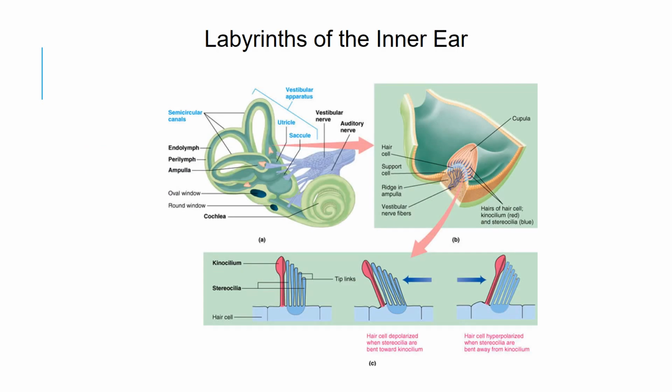So the inner ear again consists of a bony labyrinth surrounded by a membranous labyrinth, and between the two is a fluid called perilymph. Within the membranous labyrinth, then we have the endolymph. And so the endolymph has an unusually high concentration of potassium, which is what is responsible for producing depolarization. So that when we have movement of the hair cells, then we'll have an increase of potassium entering the hair cells.